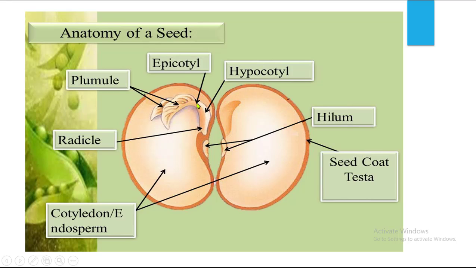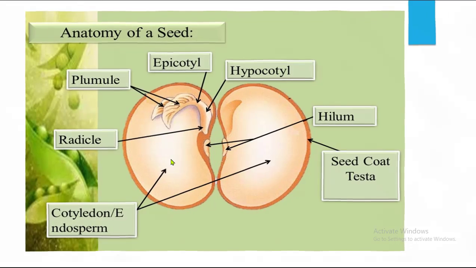epicotyl is the part of the embryo which is above the cotyledon, and hypocotyl is attached to the cotyledon. So the first leaves of the embryo are known as plumule, and the first root of the embryo is known as radicle. Let's discuss the types of germination.